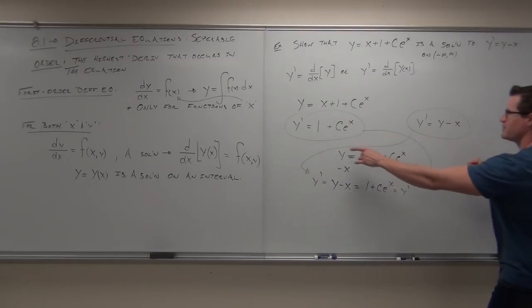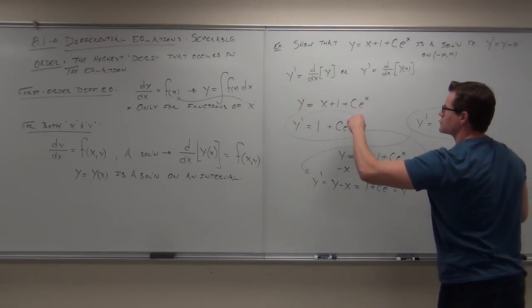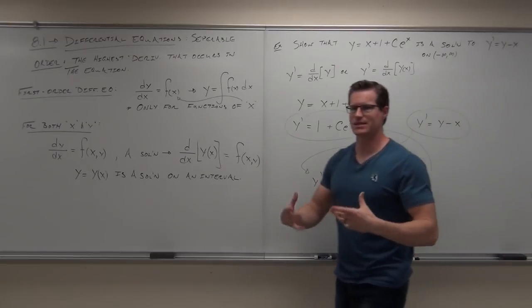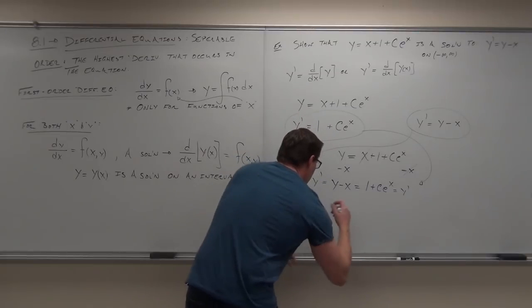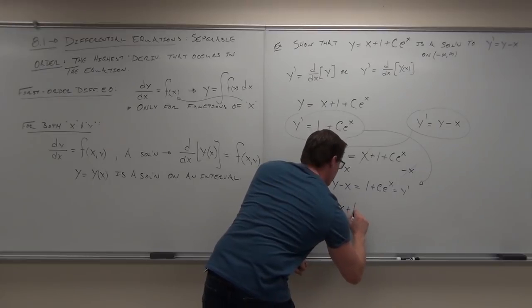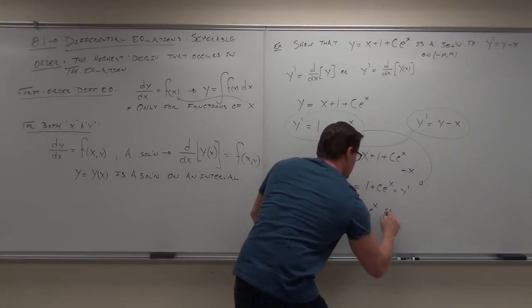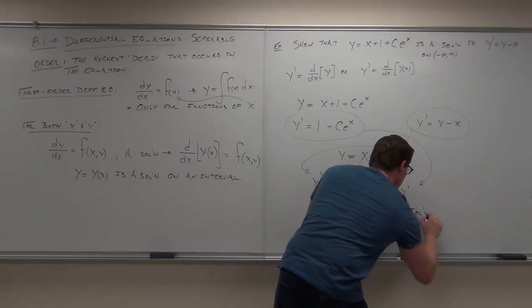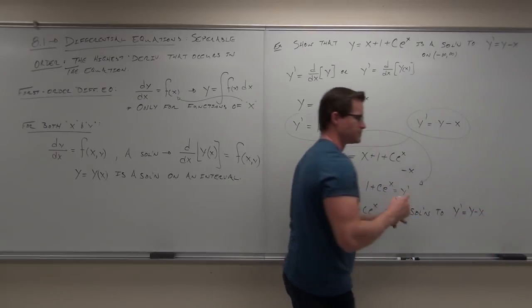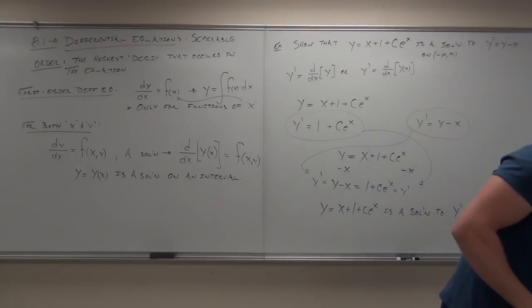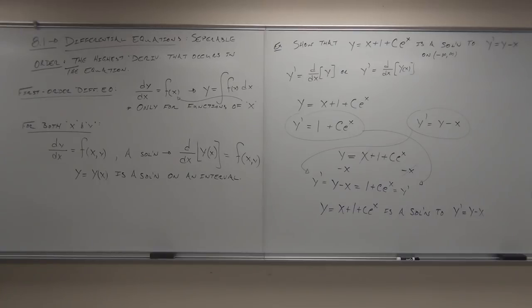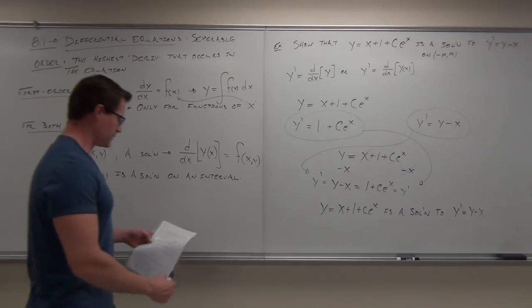Basically, it says the derivative you get when you take this derivative is equal to what we're looking for. It basically says that this is a solution. Therefore, y equals x plus 1 plus c e to the x is a solution to this. Now, a little bit more about the vernacular here.